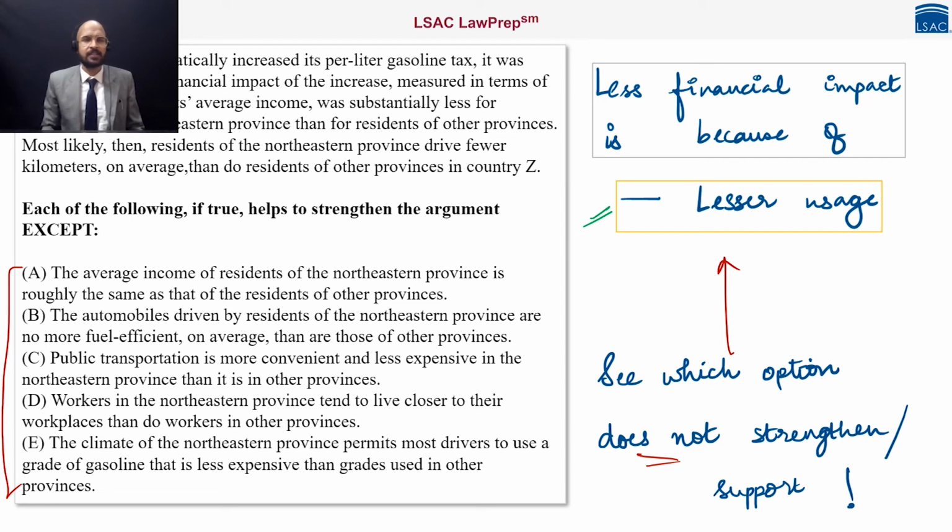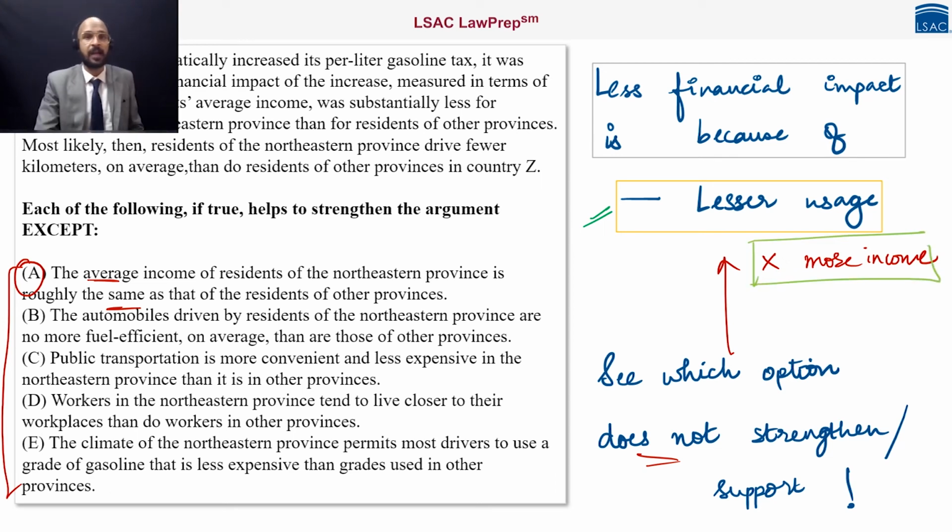Let's look at the options one by one. Let's look at option A. It says the average income is roughly the same, which means that we had said we want to reject this thing about more income, right? That's what our argument was, that there is no more income. And if you see, this is saying it's the same, which means it's supporting it. Well, we found a supporting one, and we're looking for the one that does not support.